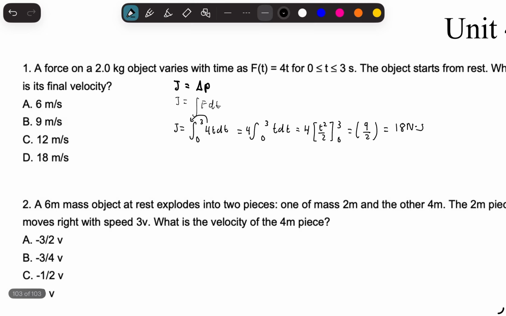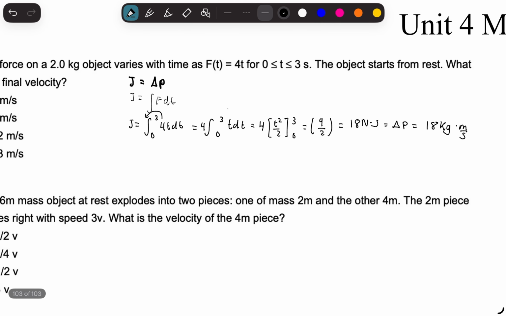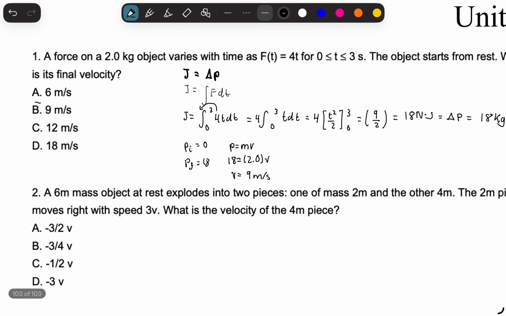So your answer for delta P is 18 kilograms times meters per second. But for this question, we want to know what the final velocity is. If P initial is equal to 0, and we also know P final is equal to 18, then since P is equal to m times v, 18 is equal to 2.0 times v. So v is equal to 9 meters per second. So your answer is 9 meters per second.